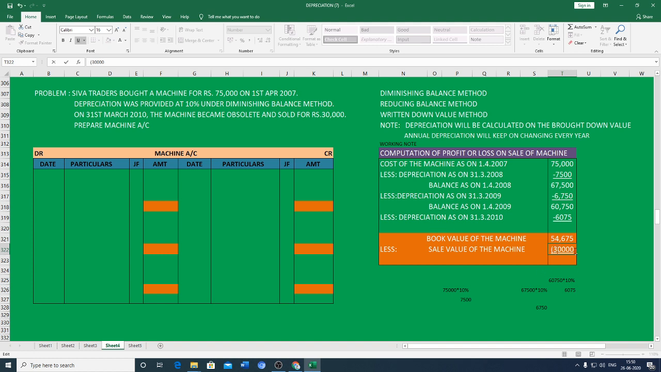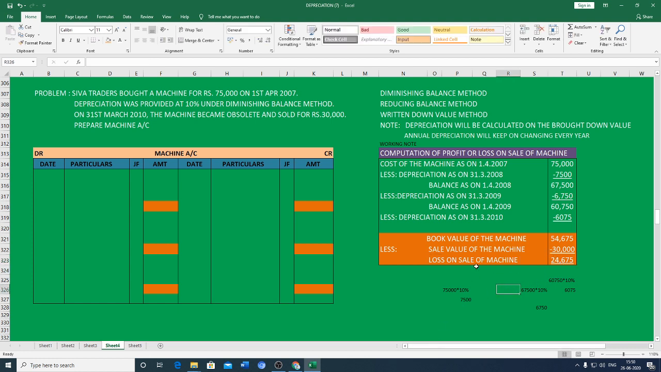When you sell this for 30,000 rupees, let me make it very clear for you. Book value is 54,675 whereas sale value is only 30,000. Means the value for which we have to actually sell is 54,675, but we got only 30,000 rupees, which is a loss. How much loss you suffered? The loss is 24,675. Write it as loss on sale of machine, and it will be transferred to profit and loss account.